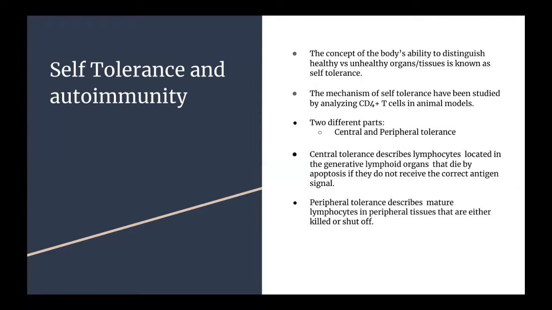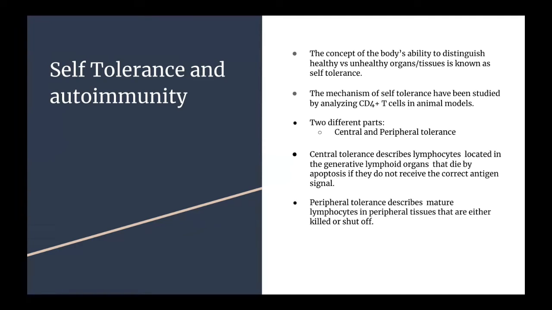Central tolerance describes the death of immature lymphocytes with receptors that are able to recognize self-antigens. These lymphocytes are produced in the generative lymphoid organs such as bone marrow for B cells and the thymus for T cells. When these lymphocytes receive the correct antigen signals, they will leave the thymus and circulate in the periphery. Lymphocytes that do not receive the signals will undergo apoptosis. In other words, these self-reactive B and T cells are removed from the system at an early stage.